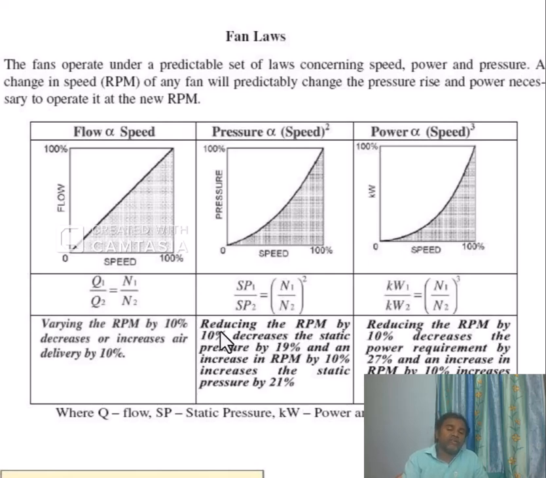Here also you can see from the graphs. If you are not seeing them, you are going to miss something, so try to see here. Reducing the RPM by 10% decreases the static pressure by 19%, and increasing the RPM by 10% increases the static pressure by 21%. So this is how it is working. Reducing the RPM by 10% decreases the power by 27%, and increasing the RPM by 10% increases the power requirement by 33%.